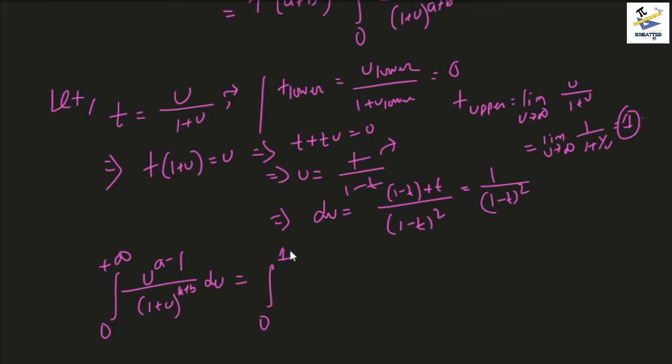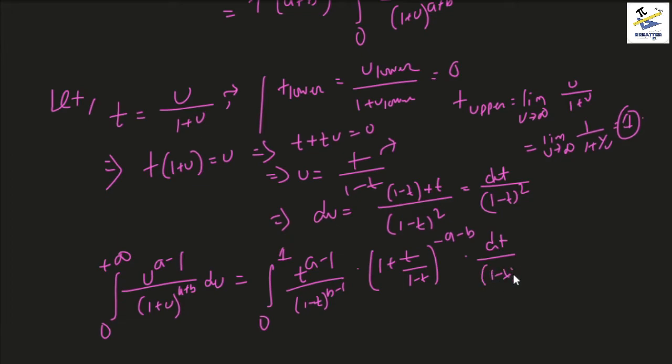Now what we are trying to do here is u is t to the power a minus 1 by 1 minus t whole to the power b minus 1, and you have 1 plus u whole to the power minus of a plus b, and this means 1 plus t by 1 minus t whole to the power minus a minus b, and du is just dt by 1 minus t whole squared.